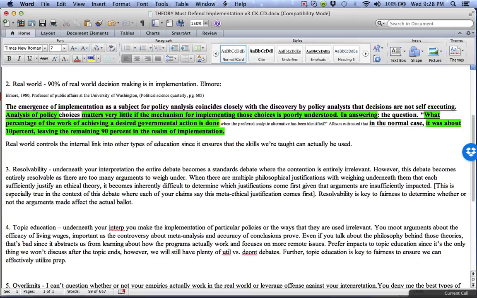Real quick, jump back up to real world education. It's a key type of education because it ensures that the knowledge that we're gaining from debate is something that is applicable when we live our day in, day out lives once we leave the activity.